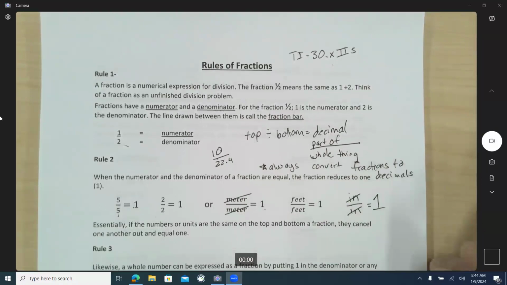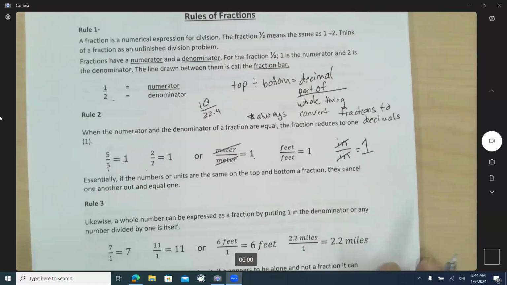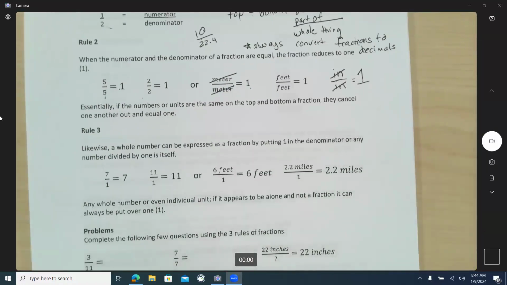Now, we have rule number 3. Rule number 3 is saying that anything over 1 is itself.